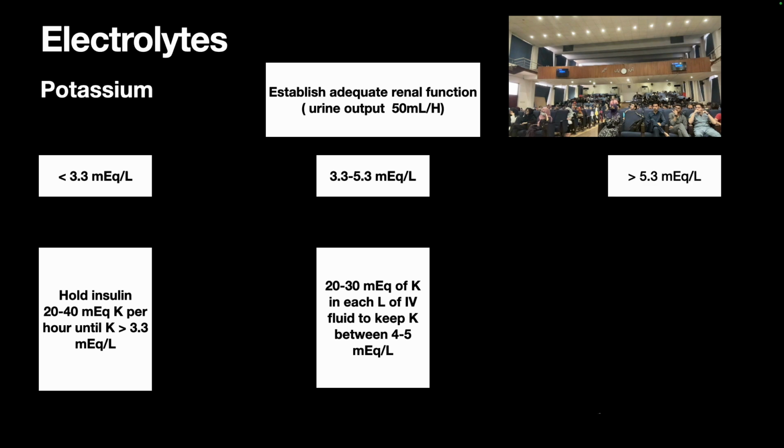If potassium is more than 5.3, what will you do then? You will give insulin. What else will you do? Generally, this does not happen unless the patient is in renal failure or taking some potassium-sparing drugs. Otherwise, it doesn't usually happen. So what will you do now?